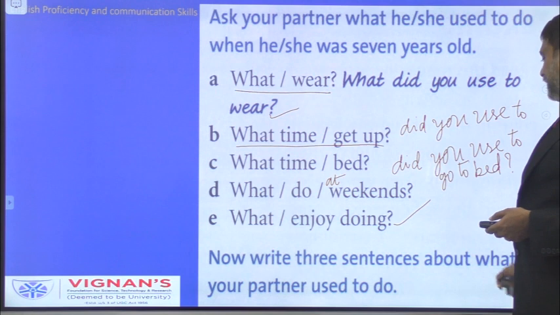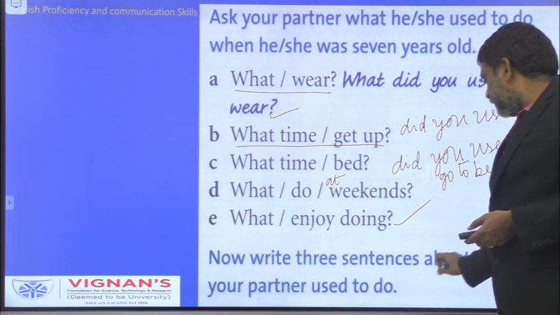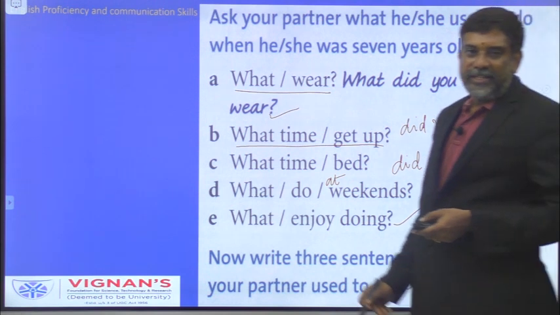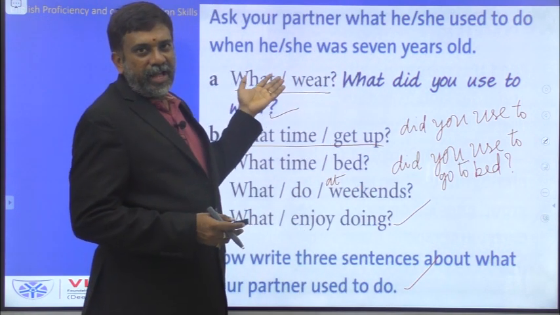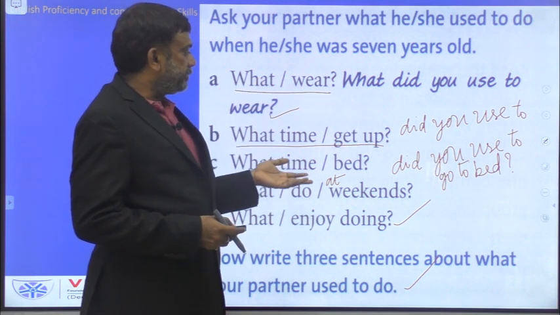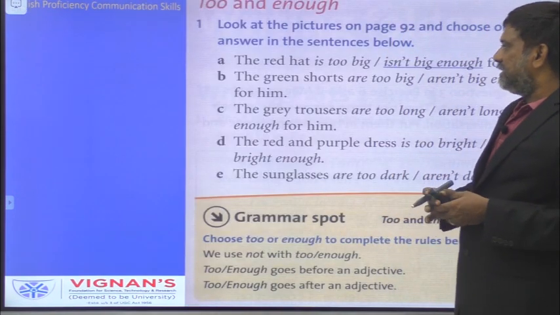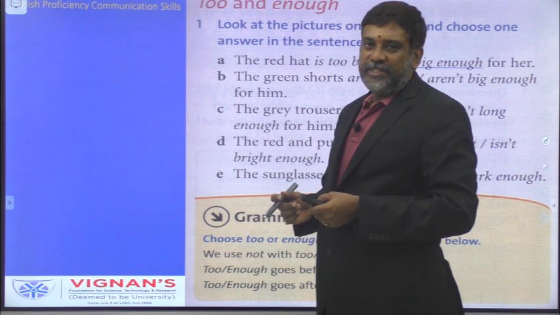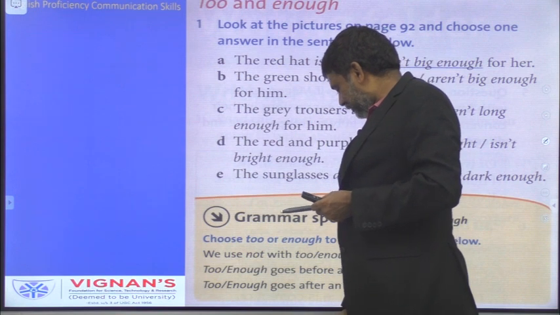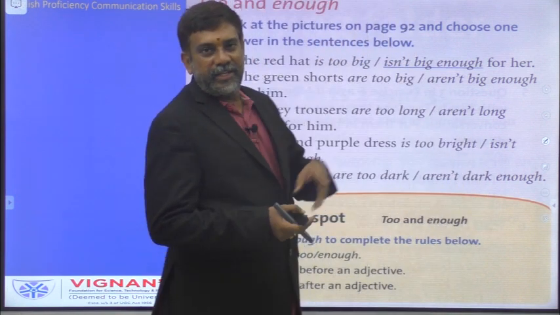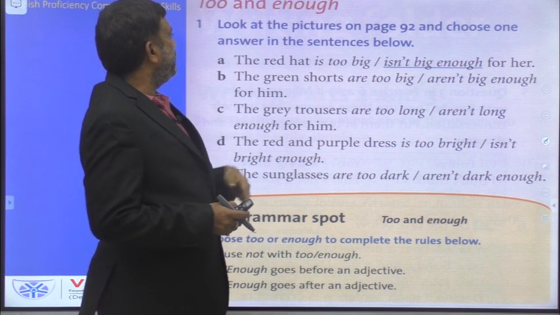So now write 3 sentences about what your partner used to do. This is a small exercise. Just write what your partner's previous habits are, or what he was accustomed to. So this is about used to. Now look at 2 different things, too and enough. There are 2 things we are going to deal with, one is too and the other is enough.